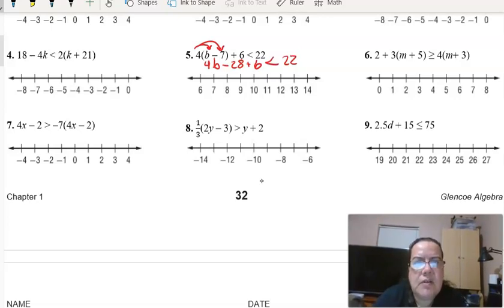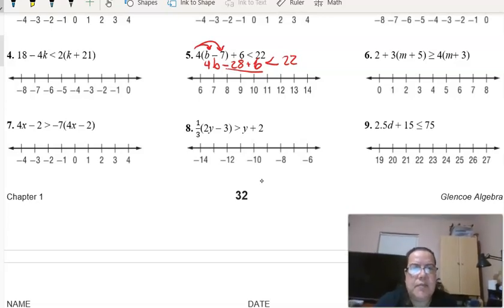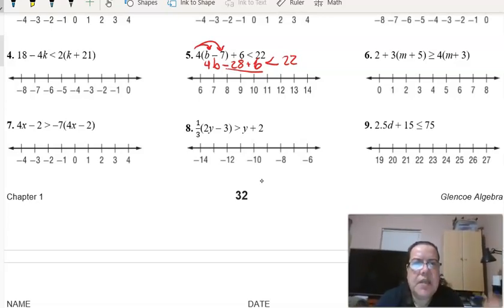So let's continue solving this. Here I end up with numbers that I can already subtract from each other since one's negative, one's positive, or add them. And so we have -28 plus 6. So I'm just going to write it down here for lack of space. So I have 4B minus 22 is less than 22.